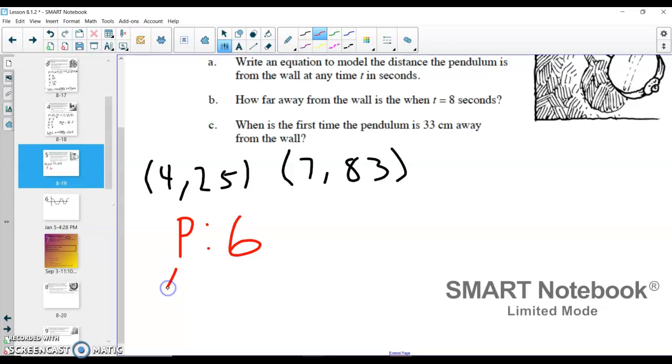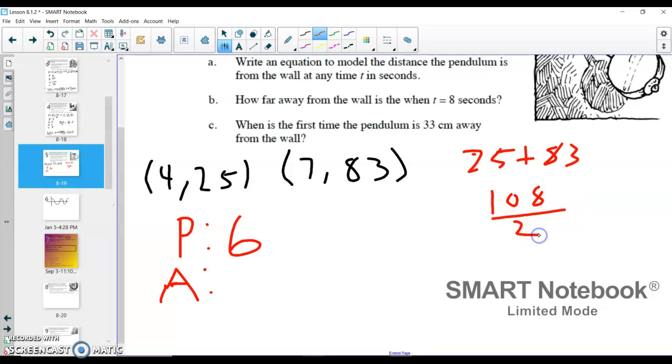The amplitude isn't changed either by this being a sine function. The amplitude is, again, where I want to find that midline, and then say how much distance there is. Well, the midline of this one would be 25 plus 83. Trying to do some quick math in my head, I believe that's 108.